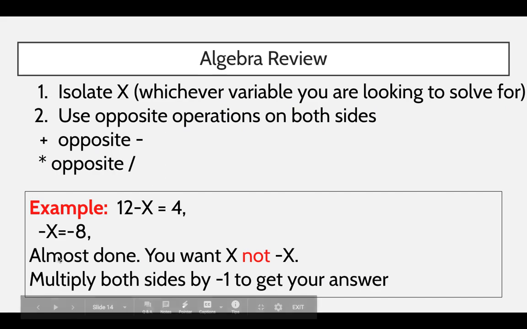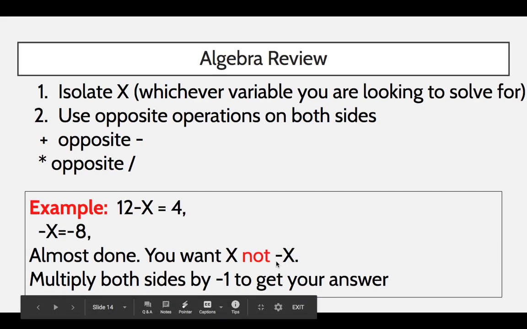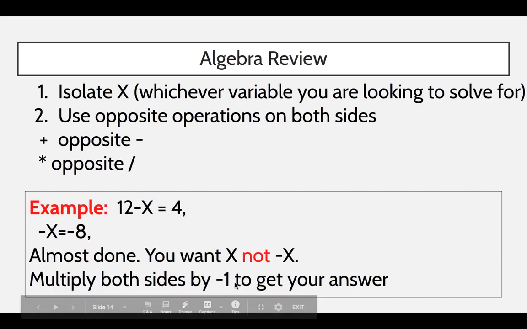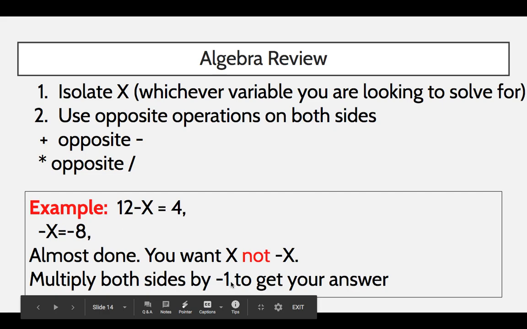We are almost done. You have to keep in mind that you want to isolate x, not minus x. And we know that in order to get rid of a minus sign, all we need to do is multiply both sides by negative 1 to get your answer. Multiplying any number by 1 does not change the number. Multiplying anything by negative 1, we can get rid of the negative sign.